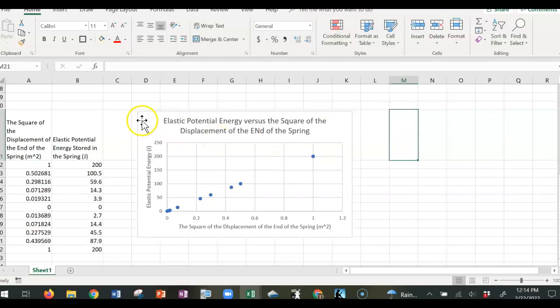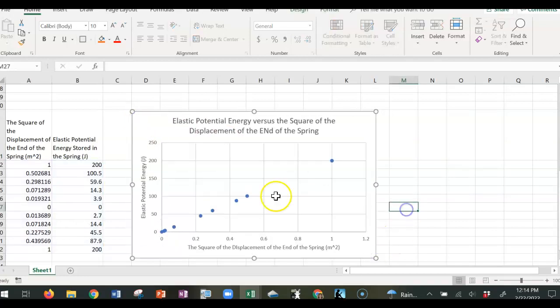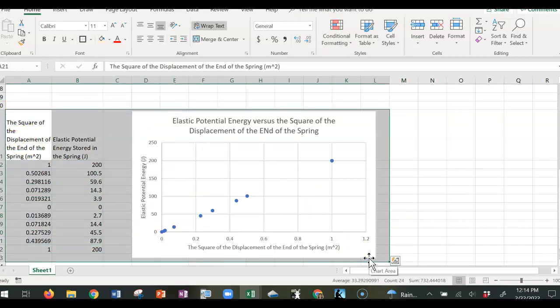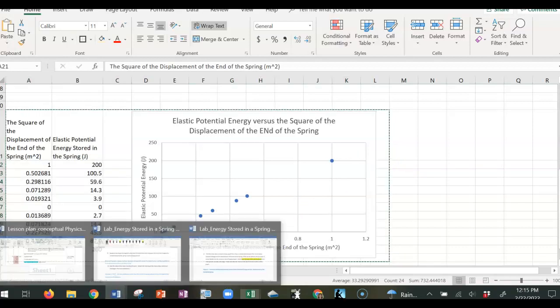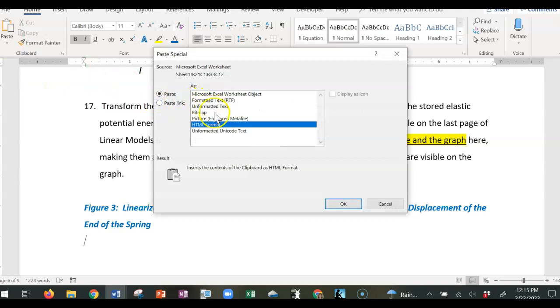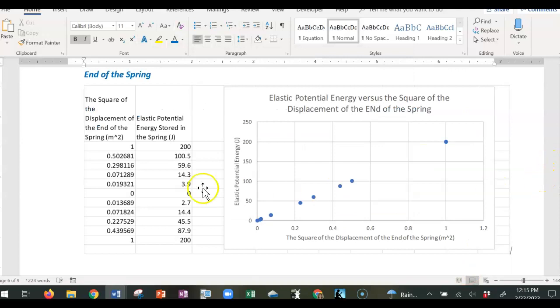Okay, let me just adjust the location here. I might just make it a little bigger. I'm going to copy all of this, the table and the graph. Do a Control-C, and then I'm going to paste it in my report under Figure 3. And there we go. So I have the data table and I have the graph. So you need to put both of them in your report here.